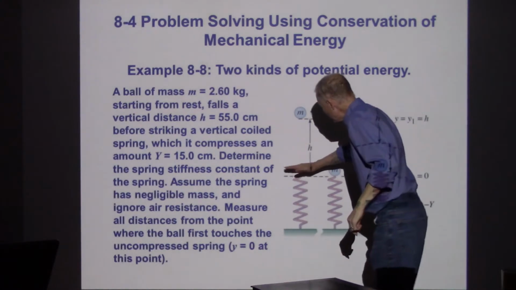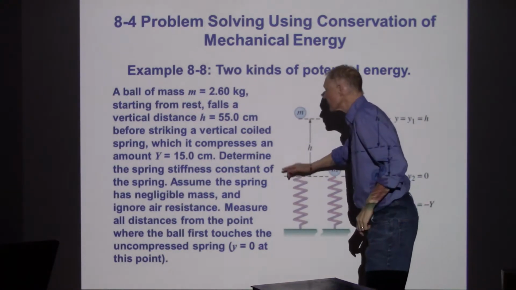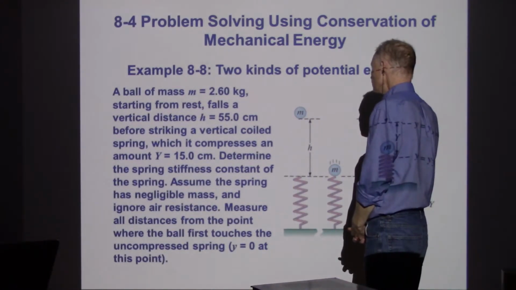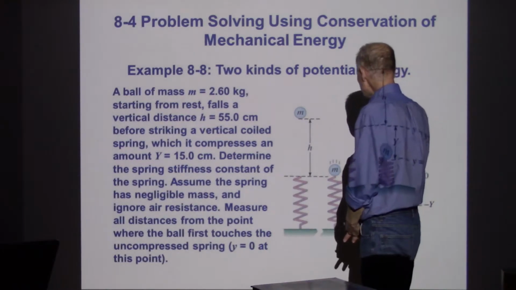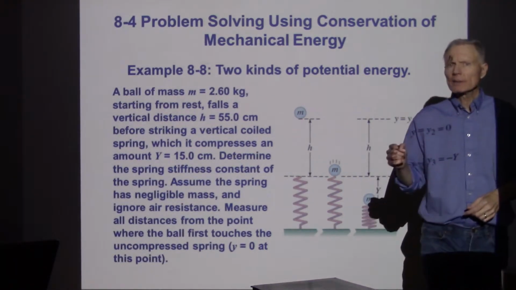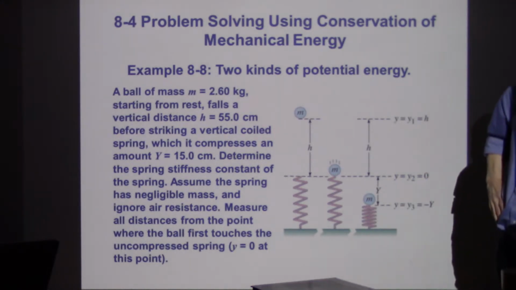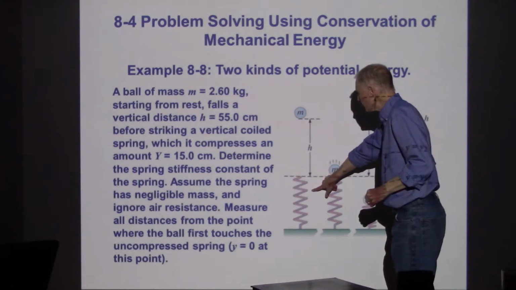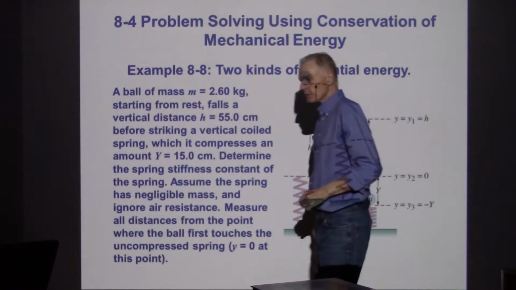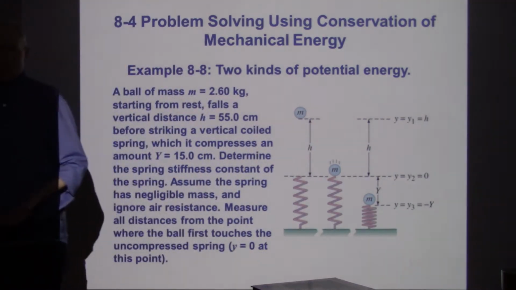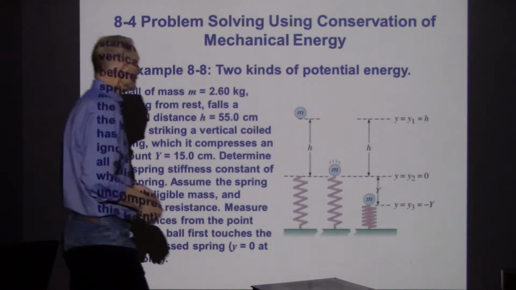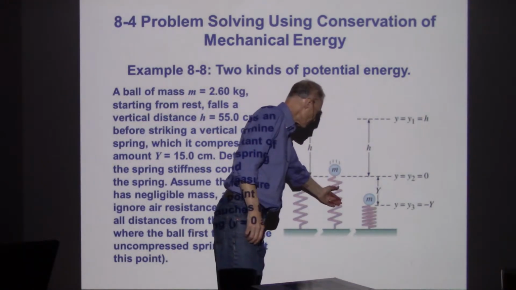So here is the spring, and here is its natural length. We have to find out what the k value is. They're asking us to find the k value for that spring, so we're going to have to pay attention to what happens here. If the k value is really large, we would expect that the ball drops but doesn't compress the spring very much, because the spring is really stiff. If the spring has a really low k value, if the spring is floppy, then the ball will hit and compress the spring a lot.